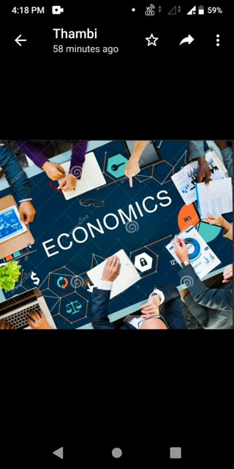Another definition is that economics is a social science concerned with the production, distribution and the consumption of goods and services. It studies how individuals, businesses, governments and nations make choices about how to allocate resources. So what was the definition of economics? Economics is a social science which is concerned with the production, distribution and consumption of goods and services.